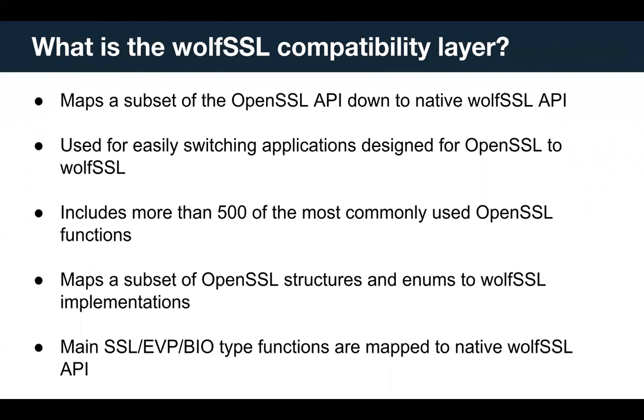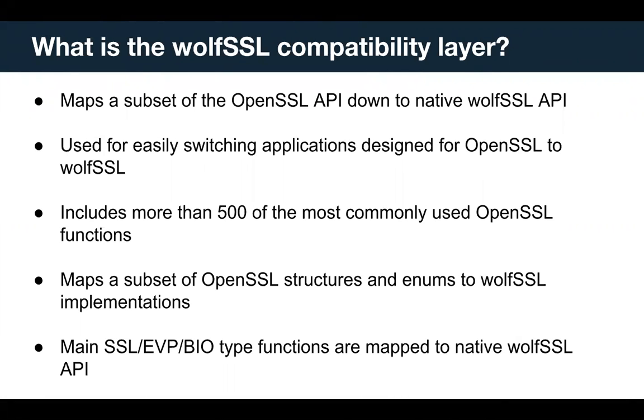wolfSSL has many features that it provides, one of those being the wolfSSL compatibility layer. This feature provides a means for making calls to OpenSSL API functions, but with the wolfSSL native implementation being used instead. With the use of macros, it maps a subset of OpenSSL APIs down to wolfSSL's native APIs. The compatibility layer is constantly getting expanded as new projects get completed, and there are currently more than 500 of the most commonly used OpenSSL APIs supported. In addition to mapping functions, there's also support for a subset of structures and common enums.